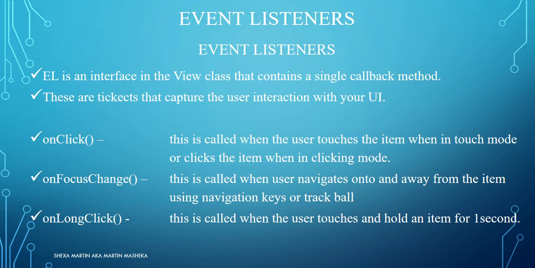What actually happens is, when we say an event has occurred, we mean that a user is trying to interact with the Android application, and the user interacts with the Android application by clicking buttons or touching objects on the screen. So here we have the methods that are going to be called when an event occurs. We have the on click event.